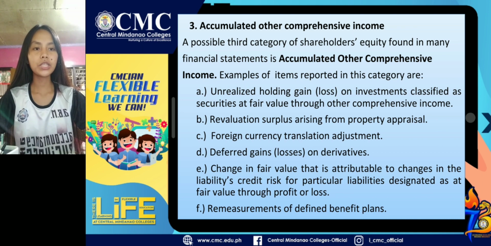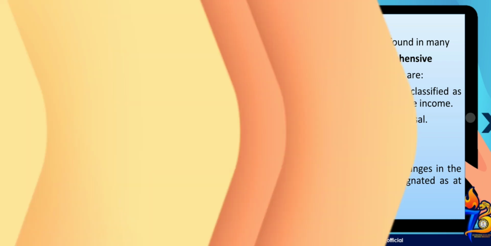Next is revaluation surplus arising from property appraisal. Next is foreign currency translation adjustment. Next is deferred gains or losses on derivatives. Next is change in fair value that is attributable to changes in the liabilities credit risk for particular liabilities designated as at fair value through profit or loss. And the last one is the remeasurements of defined benefit plans.